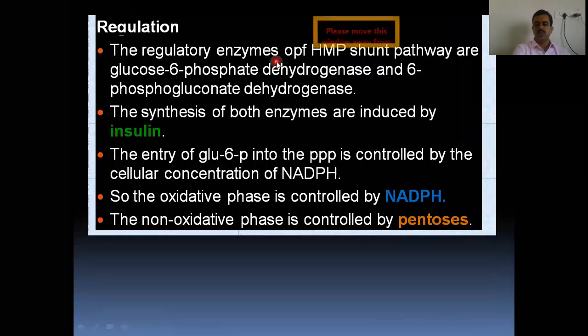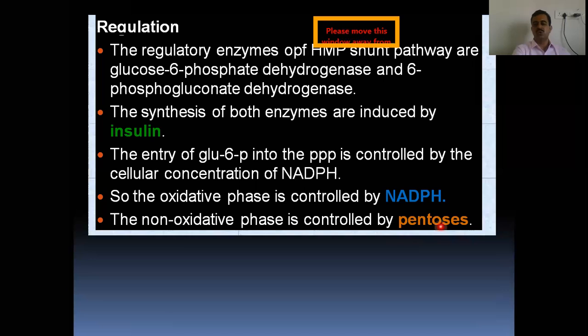Regulation. The regulatory enzymes of the HMP shunt pathway are glucose 6-phosphate dehydrogenase and 6-phosphogluconate dehydrogenase. The synthesis of both enzymes is induced by insulin. So insulin plays a very triggering role in regulating this particular pathway. The entry of glucose 6-phosphate into the PPP, the pentose phosphate pathway, is controlled by the cellular concentration of NADPH. So NADPH plays a very vital role in regulating this pathway. The oxidative phase is controlled by NADPH and the non-oxidative phase is controlled by pentoses. So depending upon pentoses and NADPH, the regulation of the pathway takes place.